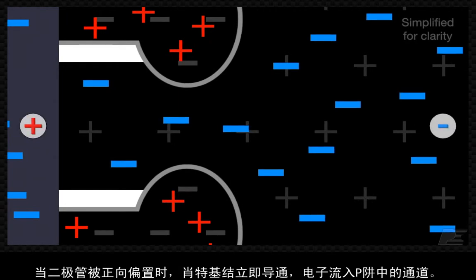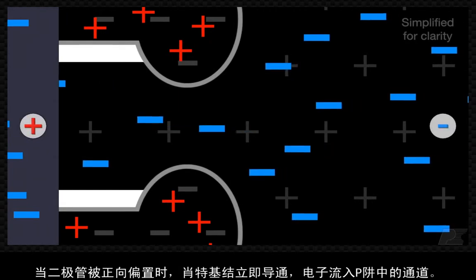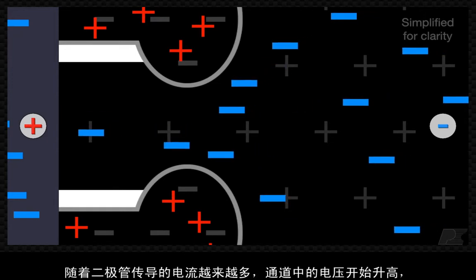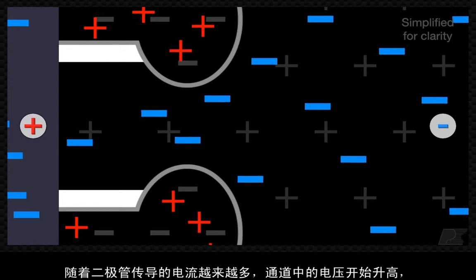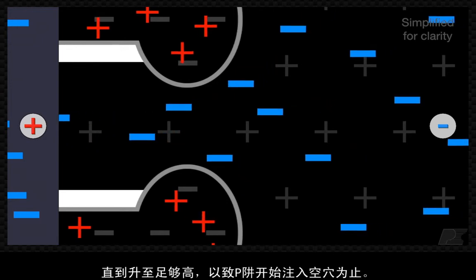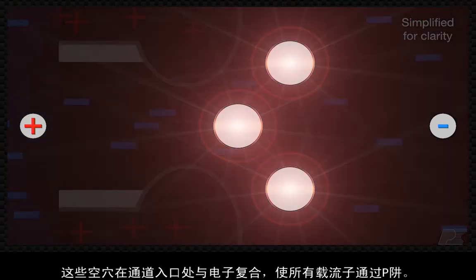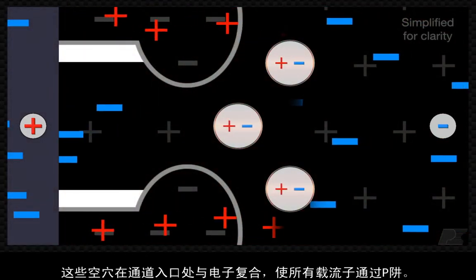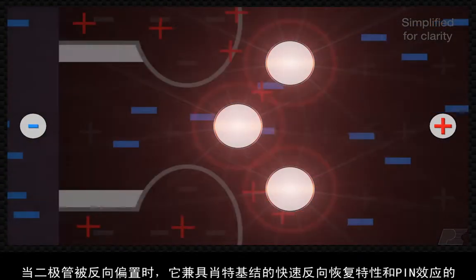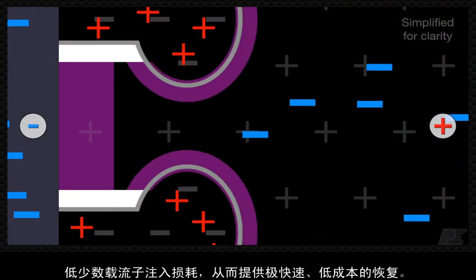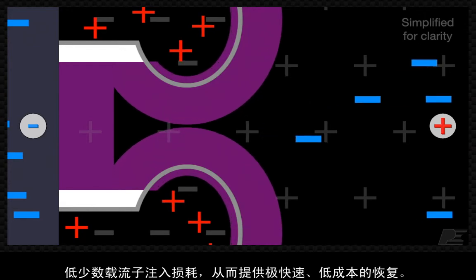When the diode is forward biased, the Schottky junctions conduct immediately, and electrons flow into the channels between the P-wells. As the diode conducts more and more current, the voltage in the channels begins to increase, until it becomes so large the P-wells start to inject holes as well. These holes recombine with the electrons at the channel entrances, directing all carriers through the P-wells. When the diode is reverse biased, it enjoys both the fast reverse recovery of the Schottky sections and low minority carrier injection losses from the pin effect, providing an extremely fast, low-loss recovery.